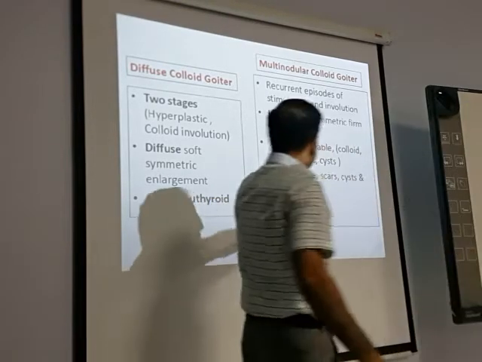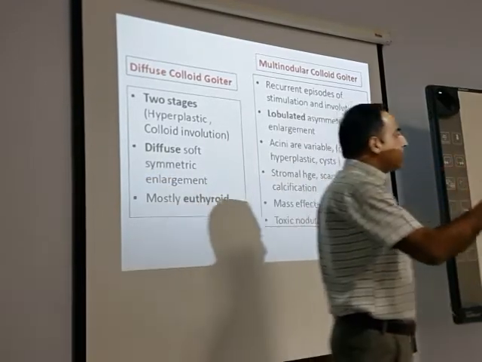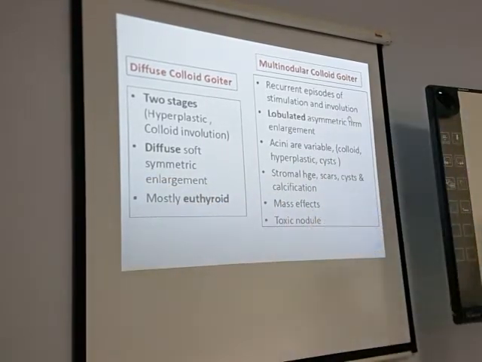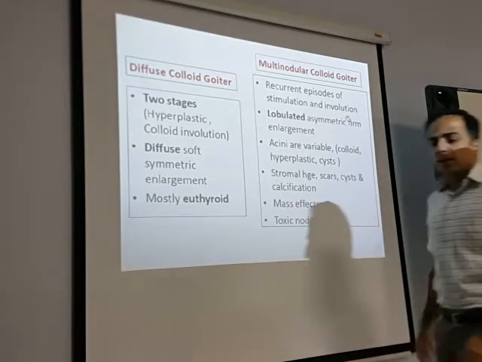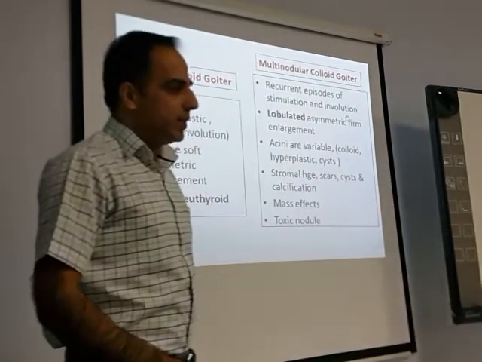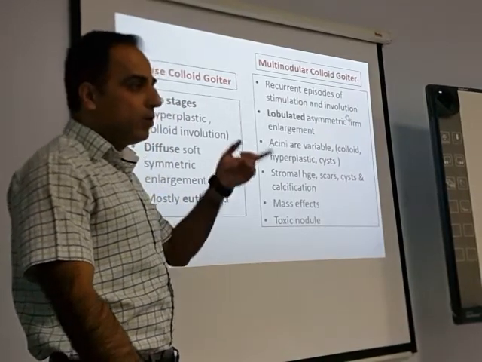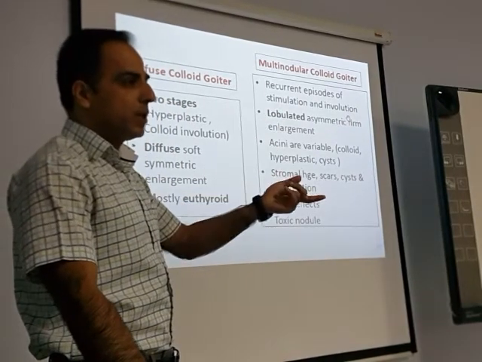Strangle will be there. So mass effects, and sometimes some of the nodules can become toxic. A very hyperplastic nodule will secrete too much hormone. So you can have hyperthyroidism in a goiter. One of the nodules in a multinodular goiter can become a toxic nodule, okay?